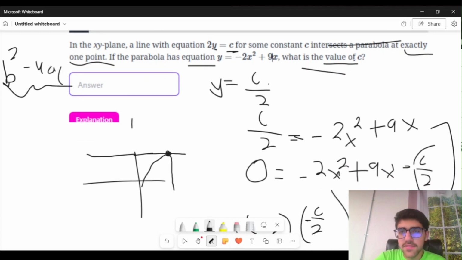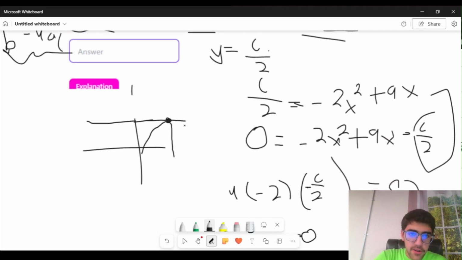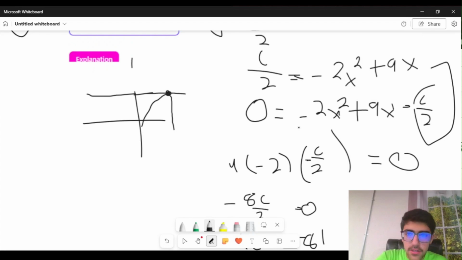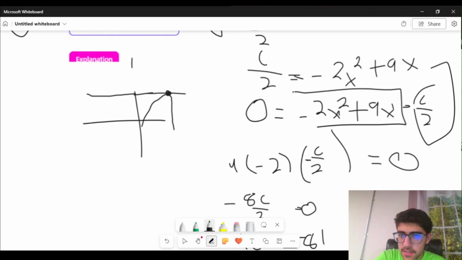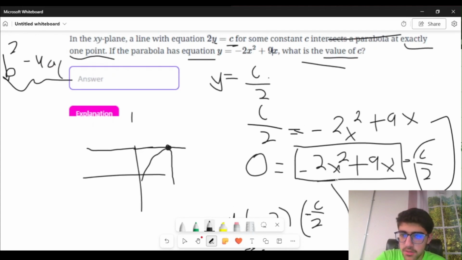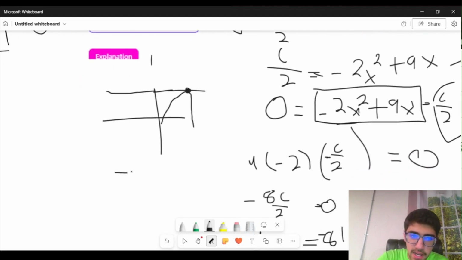So we're trying to find the value of c. To solve for that, what you could do is find the vertex. You can find it in this form by negative b over 2a. For this equation, negative 2x squared plus 9x, negative b is negative 9, over 2a, so 2 times negative 2, negative 4. The vertex happens at x equals 9 over 4.